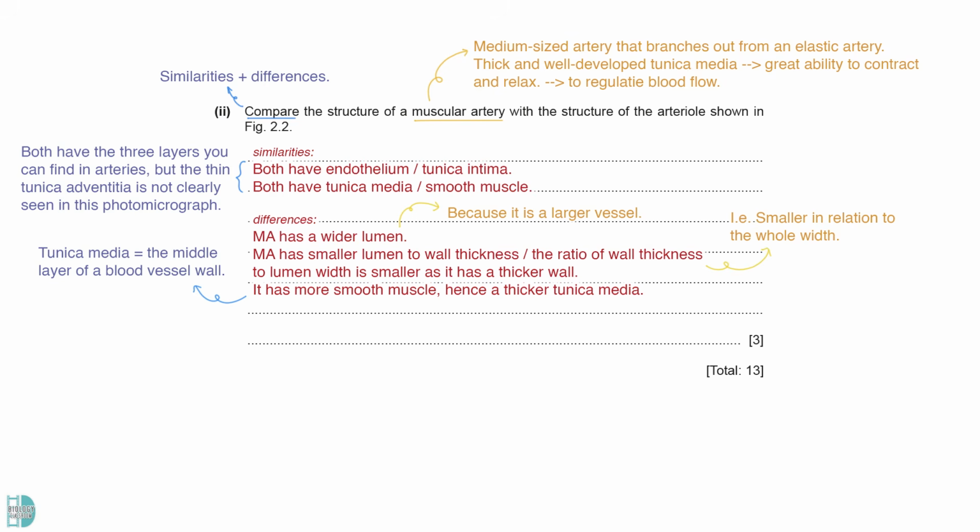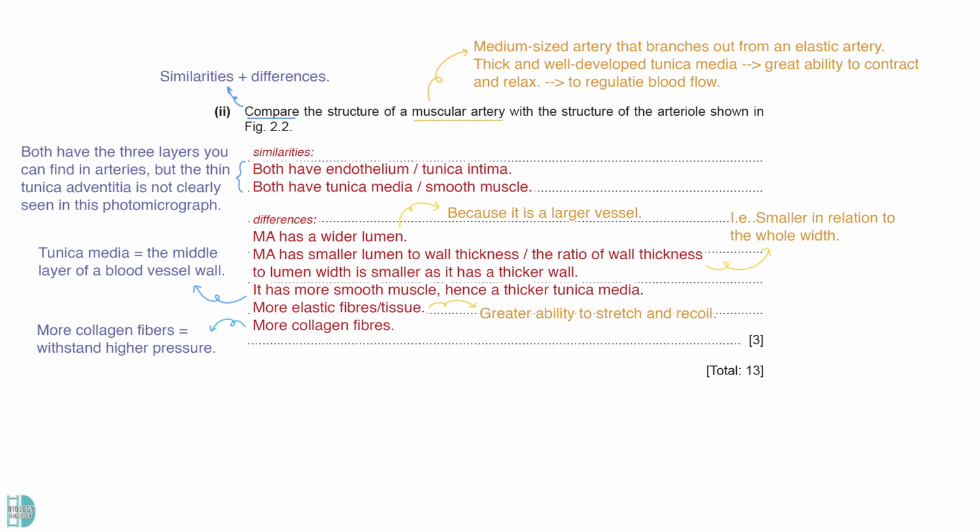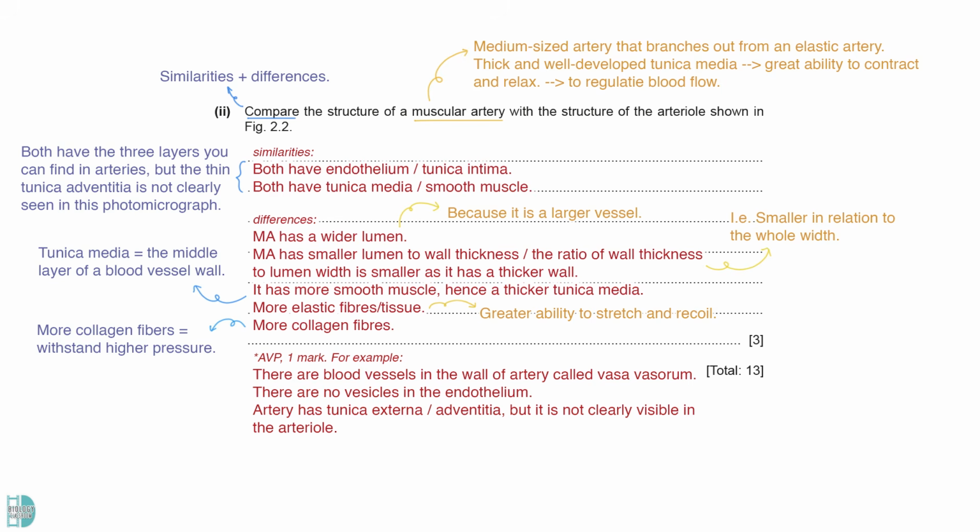Tunica media is the middle layer of a blood vessel wall. It also has more elastic fibers to allow a greater ability to stretch and recoil. A thicker wall also means that it has more collagen fibers. This is important because the blood pressure is higher in the muscular artery, and collagen fibers enable it to better withstand the pressure. There is a mark for AVP. You can discuss the tunica adventitia here.